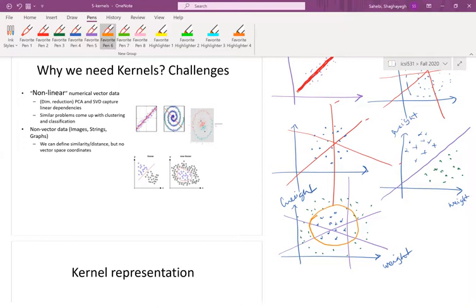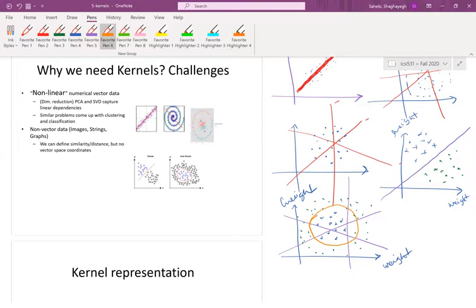So one reason that we need kernels is that we have a nonlinear relationship in our vector data, or in our data matrix that is numerical, and we want to be able to capture that nonlinear relationship with the tools that are built for linear relationships.